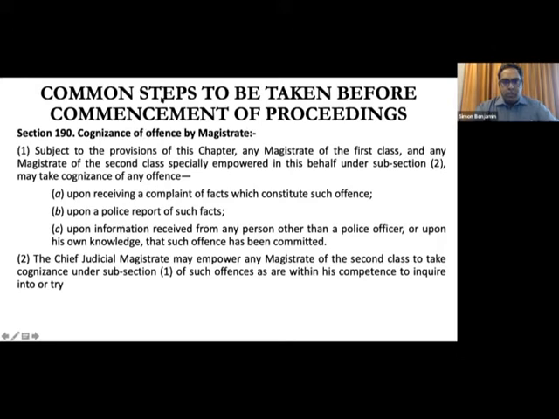So these are some of the common provisions we're looking at. Section 190, some of you would be familiar with these, but these are important provisions. I thought we should touch upon them before we look into the aspect of trials.